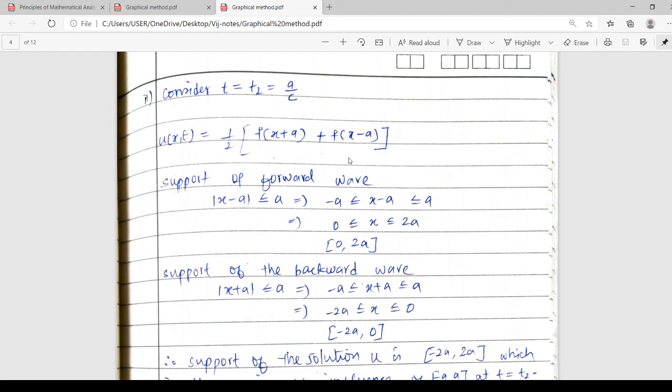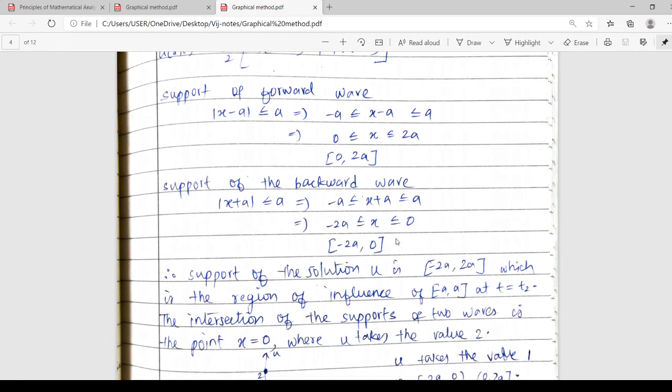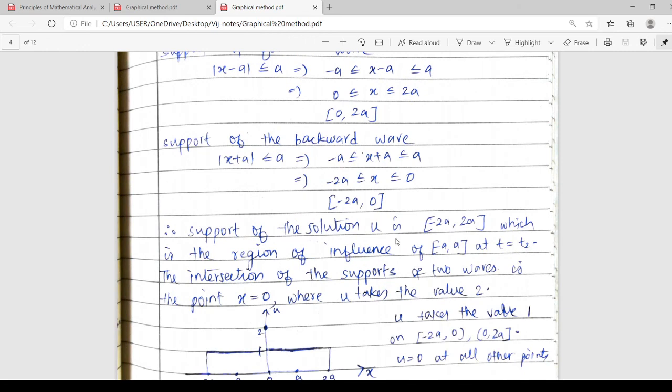So support of the forward wave is f of x minus a, so its support is mod x minus a less than or equal to a, so it is minus a less than or equal to x minus a less than or equal to a. Add a on both sides, so we will get 0 less than or equal to x less than or equal to 2a. So closed interval 0 to 2a is the support of the forward wave. Now in the same way we can find the support of the backward wave and we will get it as the closed interval minus 2a to 0.